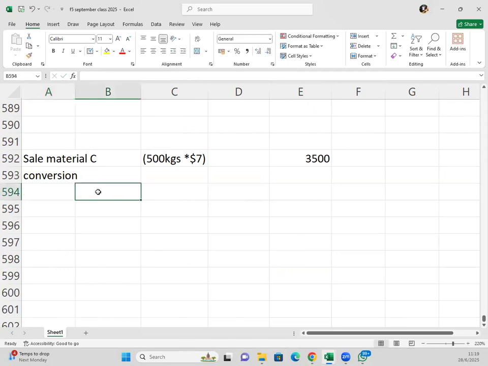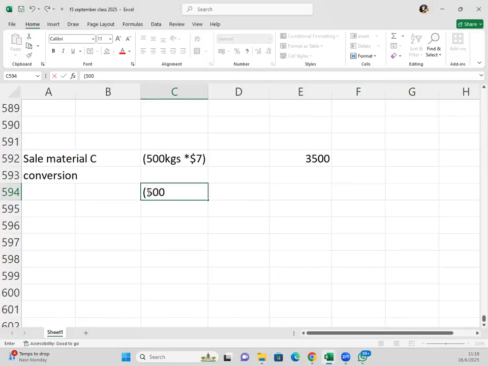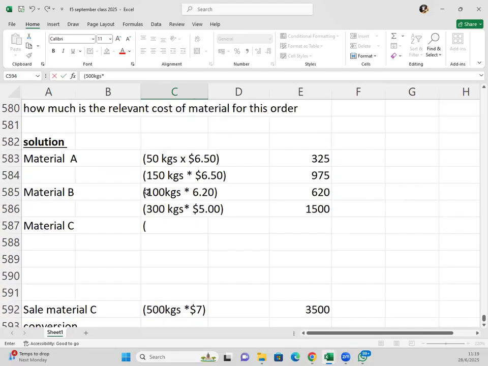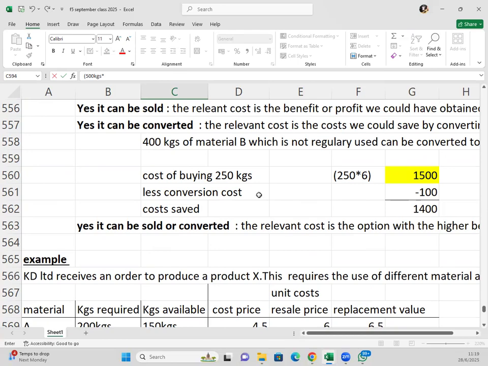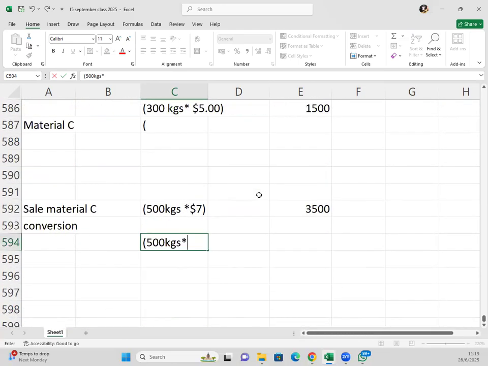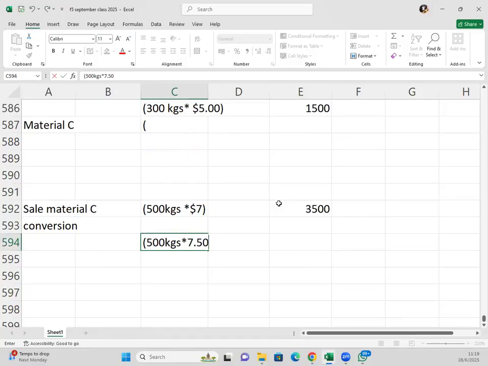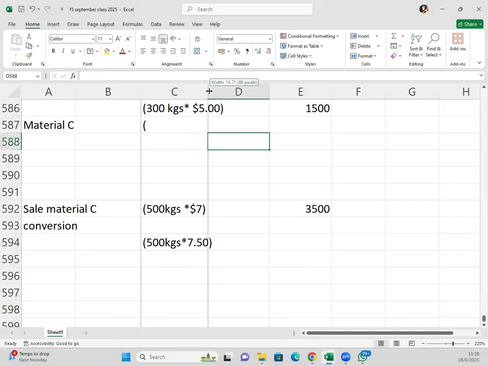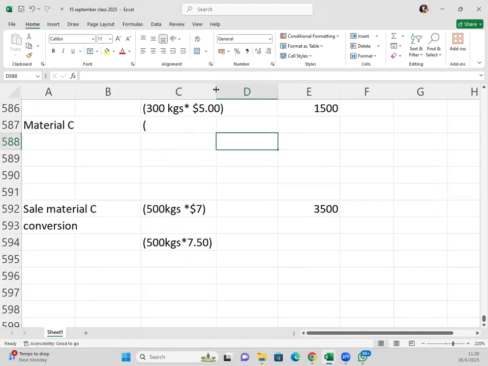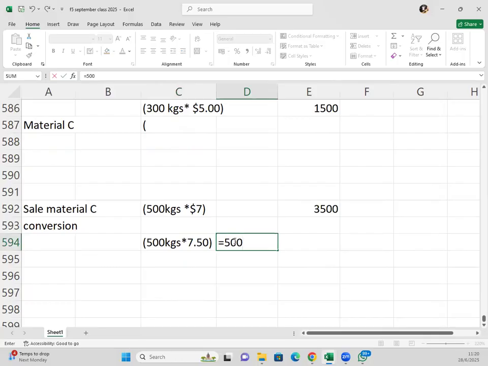So the conversion option, remember we say to calculate the benefit of conversion, you would say the 500 times. So the conversion would say for these 500 kgs, if we had bought them, you calculate the cost of buying, less the conversion cost. If we had bought them, that would require 500 kgs times, remember cost of buying is given, times $7.50. So the cost of buying, that's 500 times $7.50.